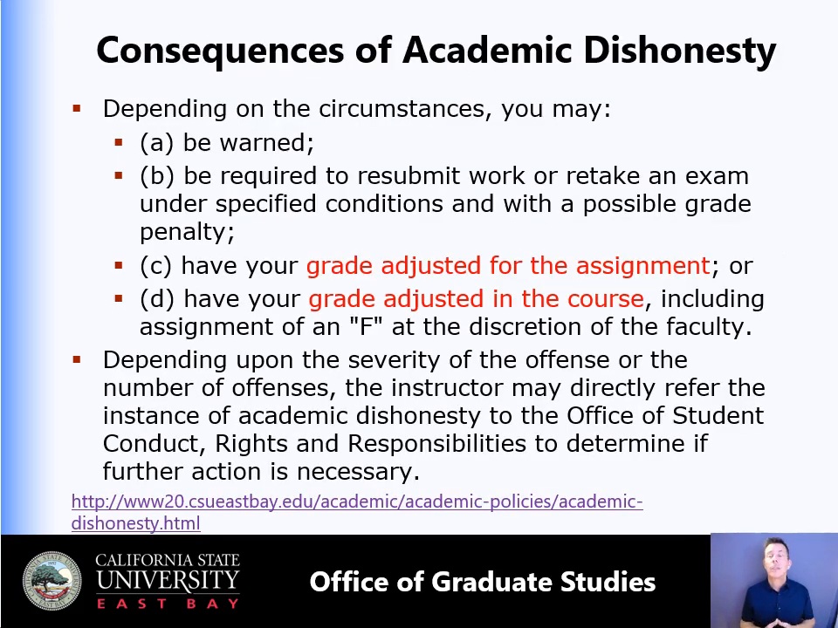When an academic dishonesty report is filed, your instructor has a few choices. The choices that are usually made here are to adjust the grade for the assignment. Typically, the adjustment is to 0, so you get a 0 on the assignment. If it's a big assignment, like a final term paper or something like that, worth 30% of your grade, that's not a good thing.